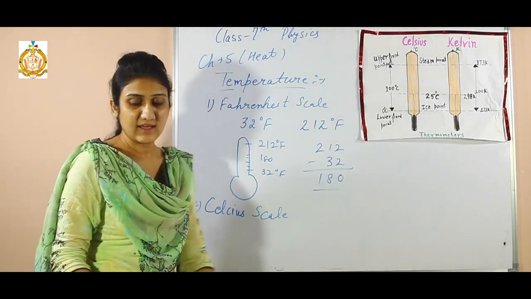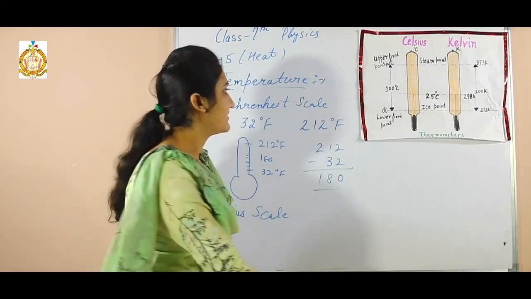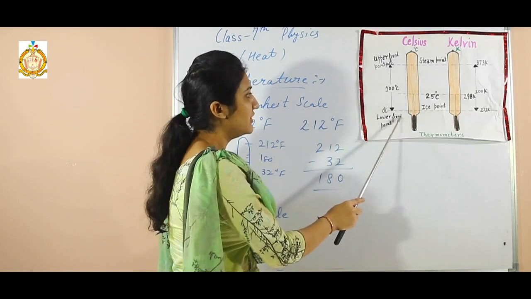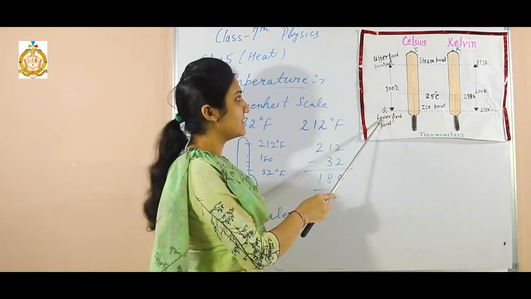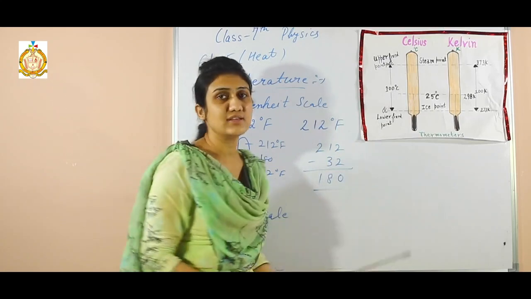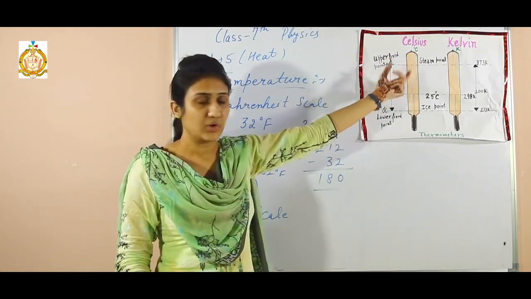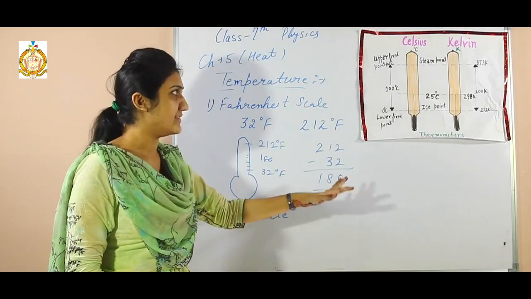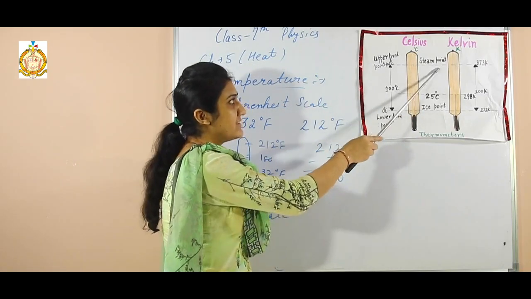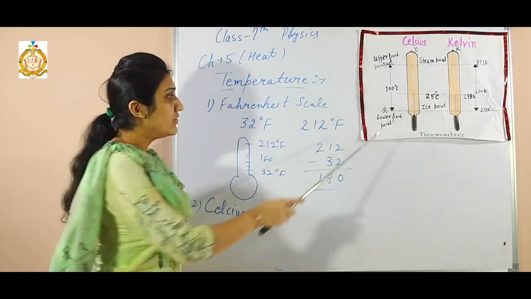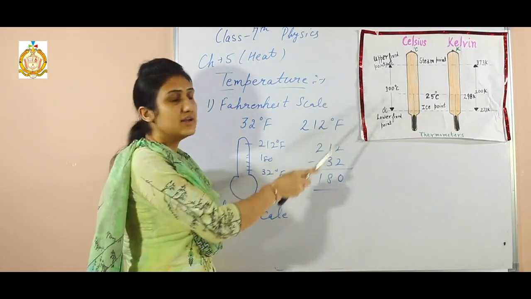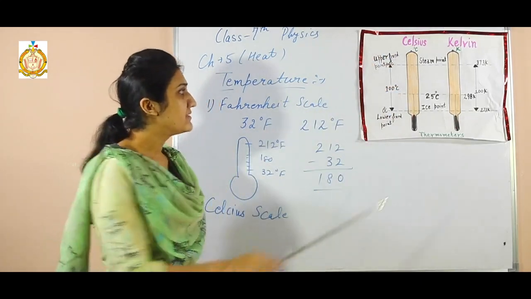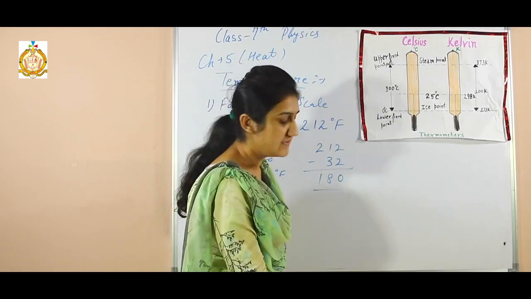Celsius scale has the ice point as 0 degree Celsius. Here you can see this is the Celsius thermometer. Ice point for this scale is 0 degree Celsius, and the steam point, that is the point where water starts boiling, and the ice point is the point where ice starts forming. Water converts into ice, and the steam point for this scale is 100 degree Celsius. So in between 0 and 100 degree Celsius there are 100 divisions. So there are 100 divisions in this scale. And similarly, next one is Kelvin scale.